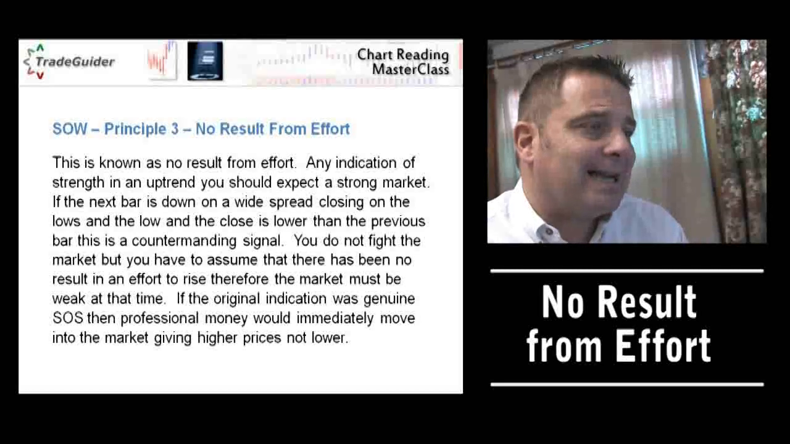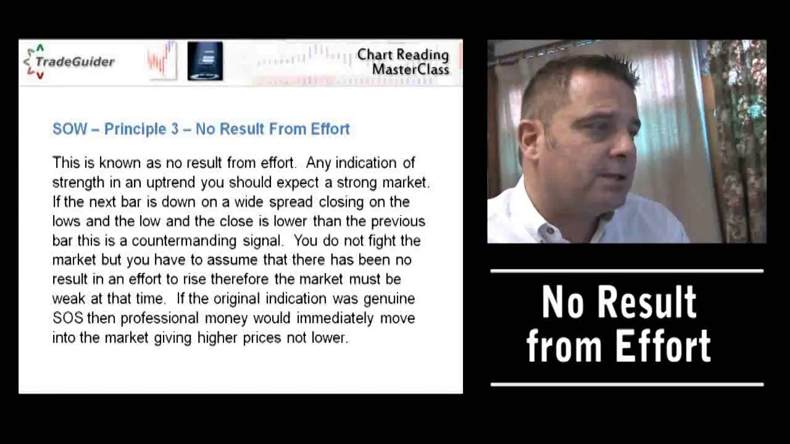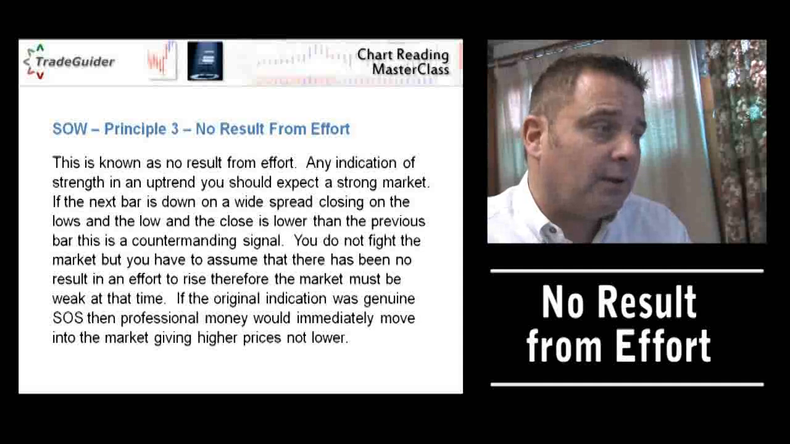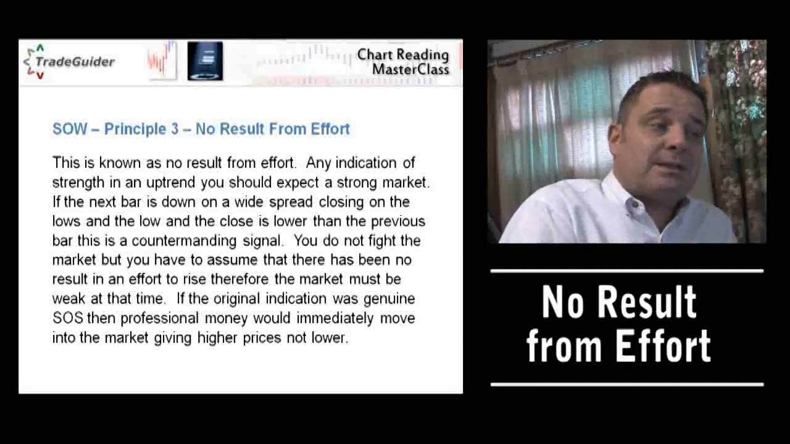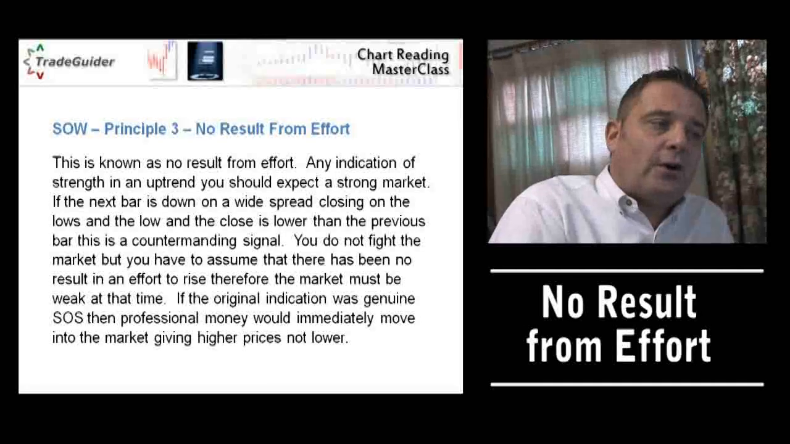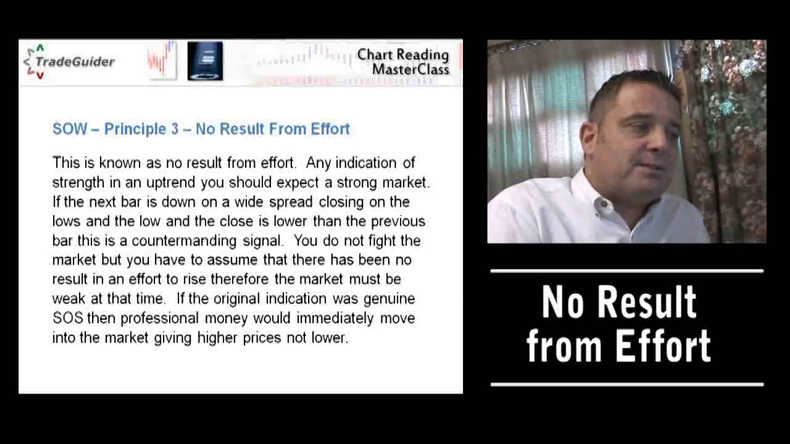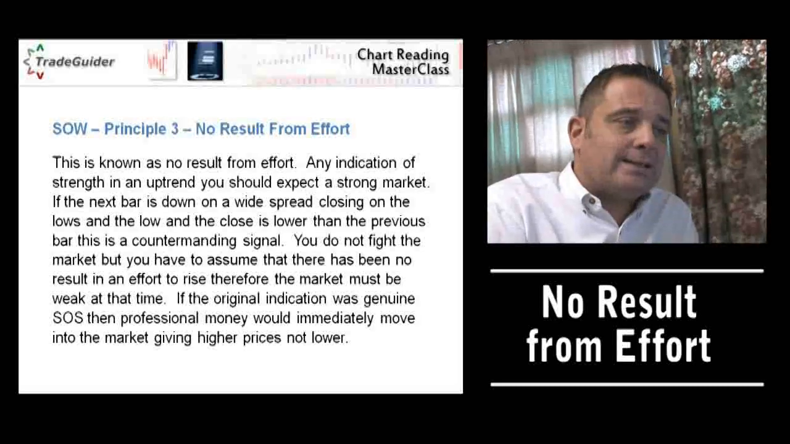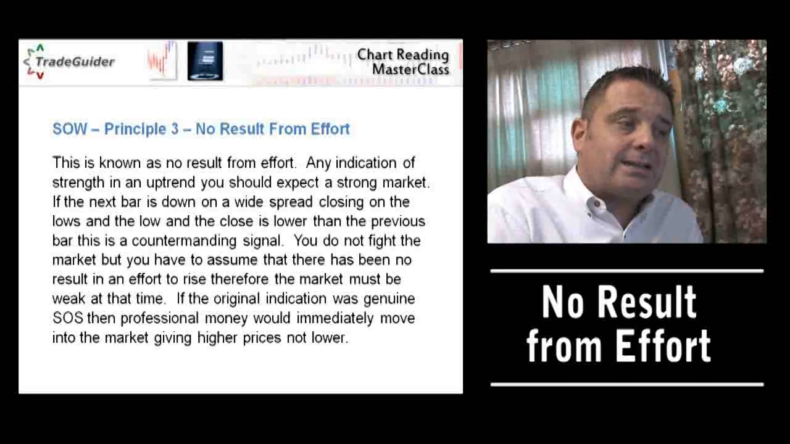If the next bar is down on a wide spread closing on the lows, and the low and the close is lower than the previous bar, it's called a countermanding signal. You don't fight the market, but you have to assume there has been no result in an effort to rise. Therefore, the market must be weak at that time.